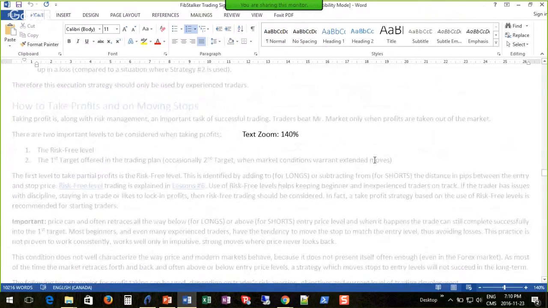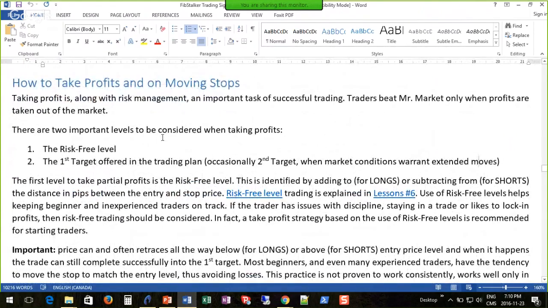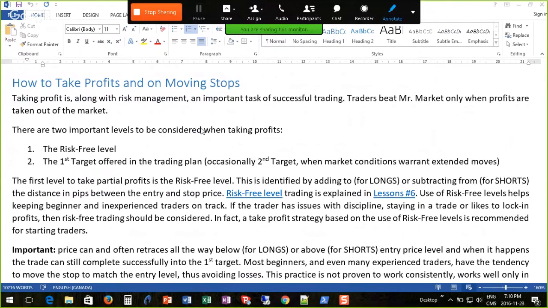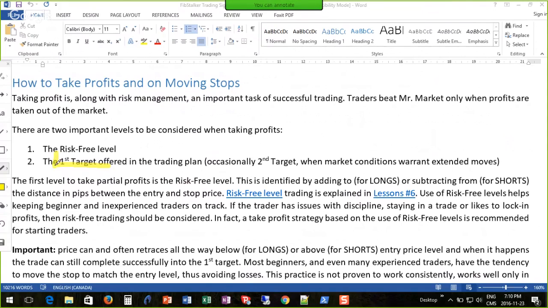As I mentioned, we're going to review 2 strategies here. The first one is the risk-free level strategy, strategy number 1, and the second one is basically never taking partial profits out, at least until we get to the first target. Now, my trades typically can have 1 or 2 targets, and that really depends on a number of factors, including how the market is moving and the current market conditions. Occasionally the second target will be considered when market conditions warrant extended moves and the probability for the market to move to the second target is actually higher.